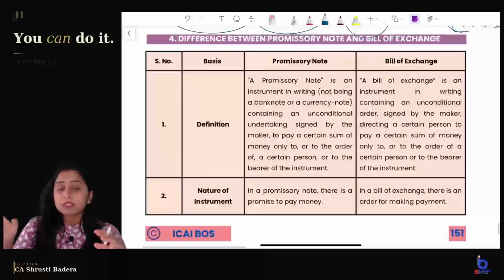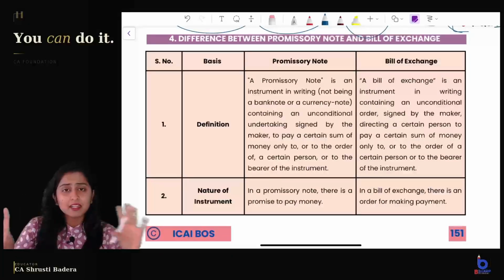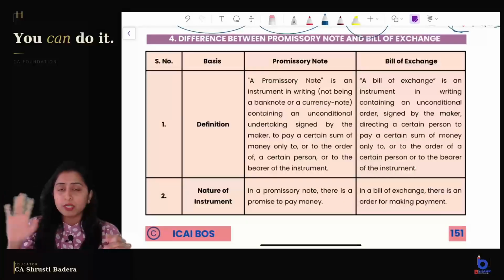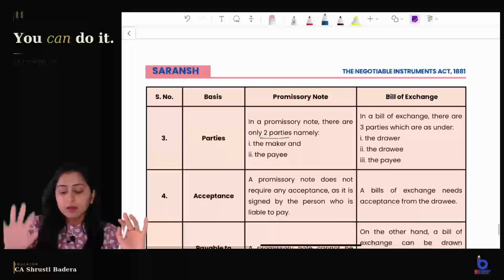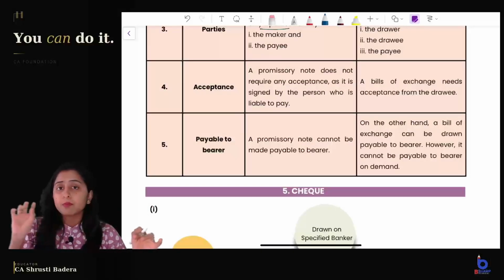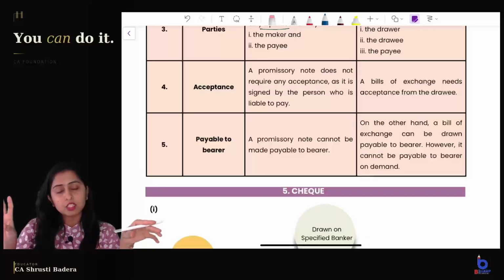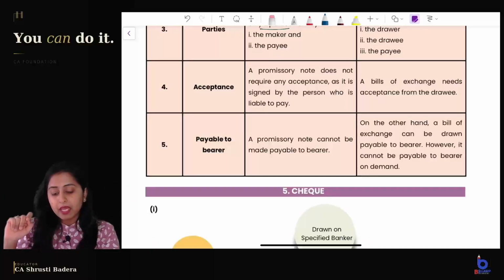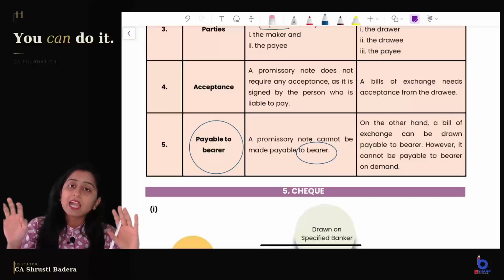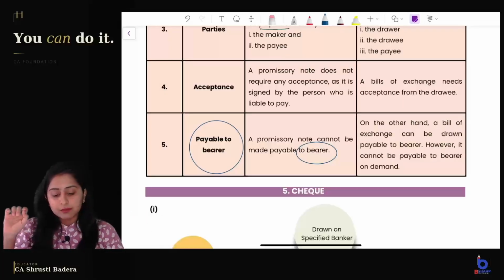What is the difference between a promissory note and a bill of exchange? First, what you are going to write is the definition, right? Very simple. Write the definition. We have already revised. Nature of instrument. It is a promise, it is an order. Then parties, 2 parties, 3 parties, which are maker, payee, drawer, drawee and payee. Acceptance. In case of a promissory note, acceptance is not required because the person who is signing it is the person who is liable to pay, and in case of bills of exchange, acceptance is required. Payable to bearer. A promissory note cannot be made payable to bearer, but bills of exchange can be made payable to bearer, but it cannot be made payable to bearer on demand.